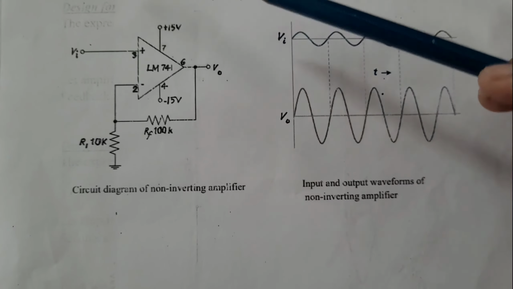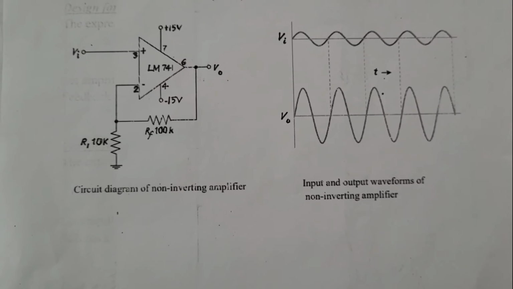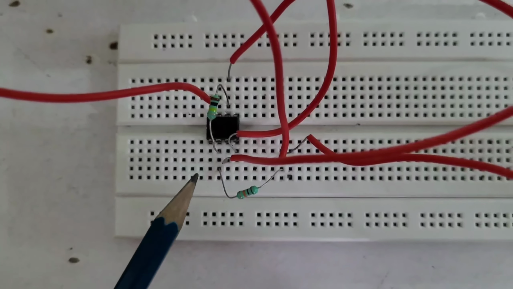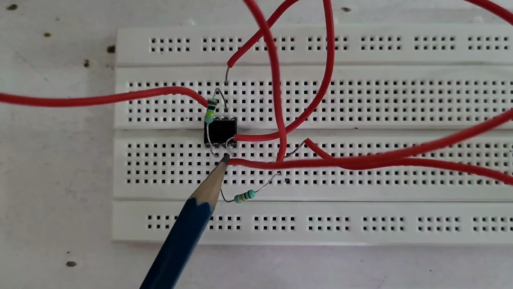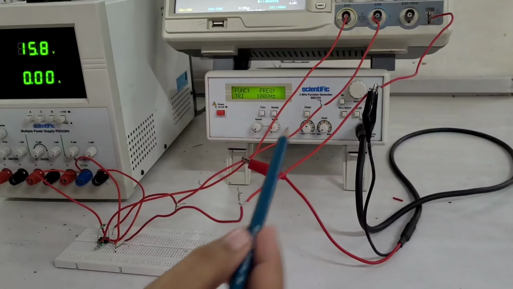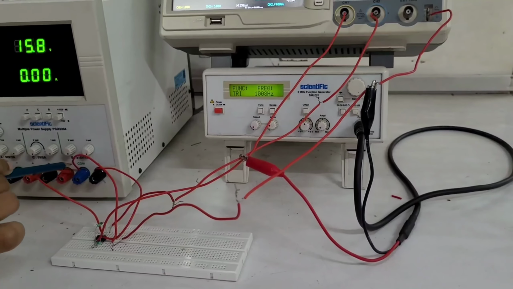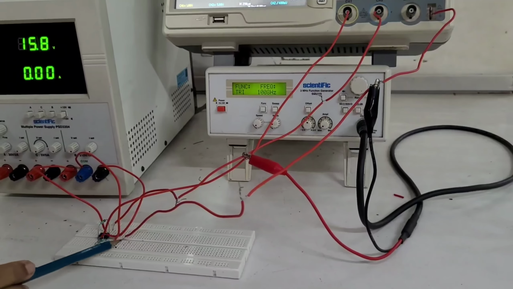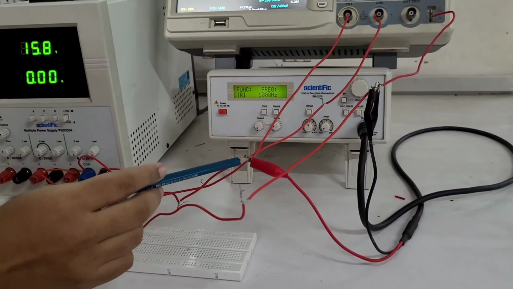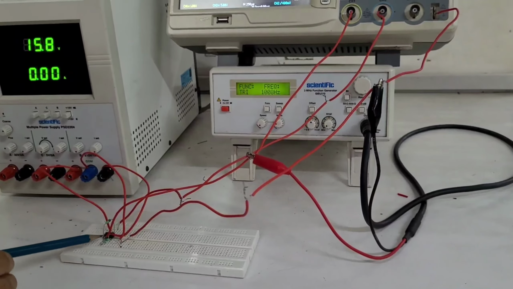Let's implement this circuit diagram and observe the waveforms. In this circuit, we will just interchange the inputs between pin number 2 and pin number 3. That means the input ground and the DC common ground is connected at input resistor R1 and the signal is given to pin number 3.